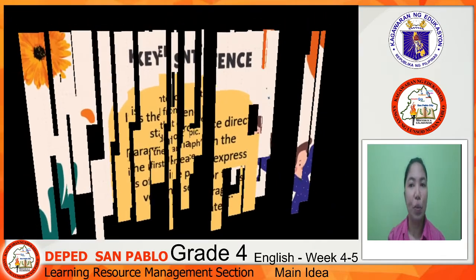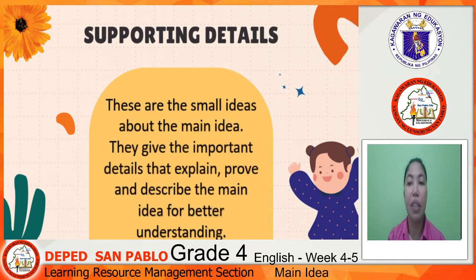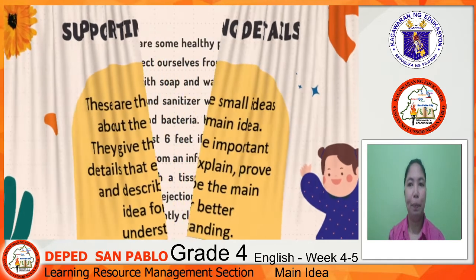And the last one is the supporting details. These are the small ideas about the main idea. They give the important details that explain, prove, and describe the main idea for better understanding. Now, let's have an example.